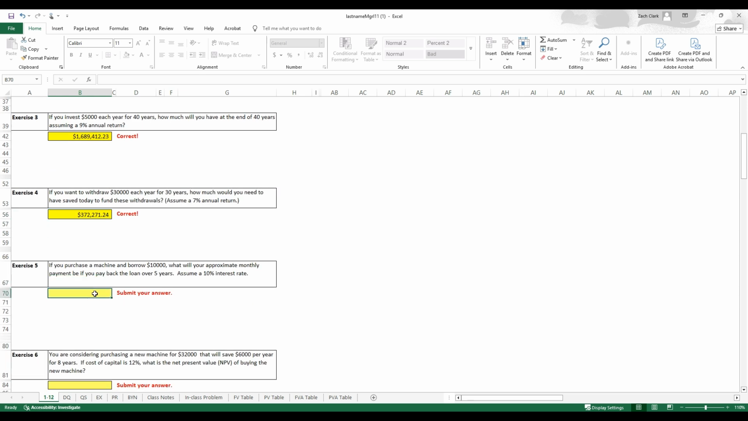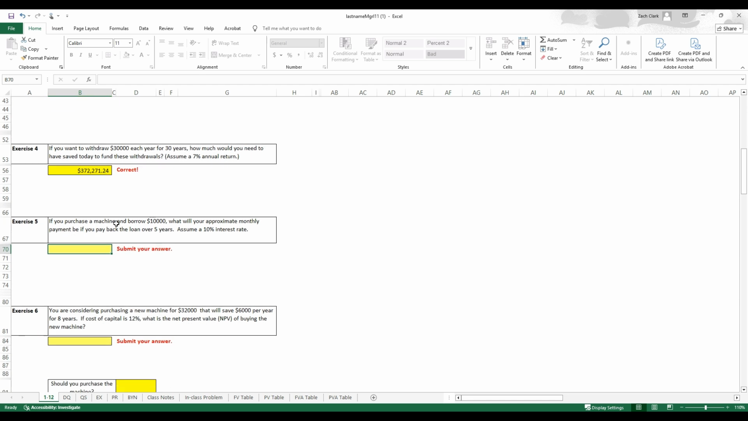The present value, as opposed to the future value here. Okay, so let's look at exercise number 5. If you purchase a machine and borrow $10,000, what will your approximate monthly payment be if you pay back the loan over 5 years, assuming a 10% interest rate?